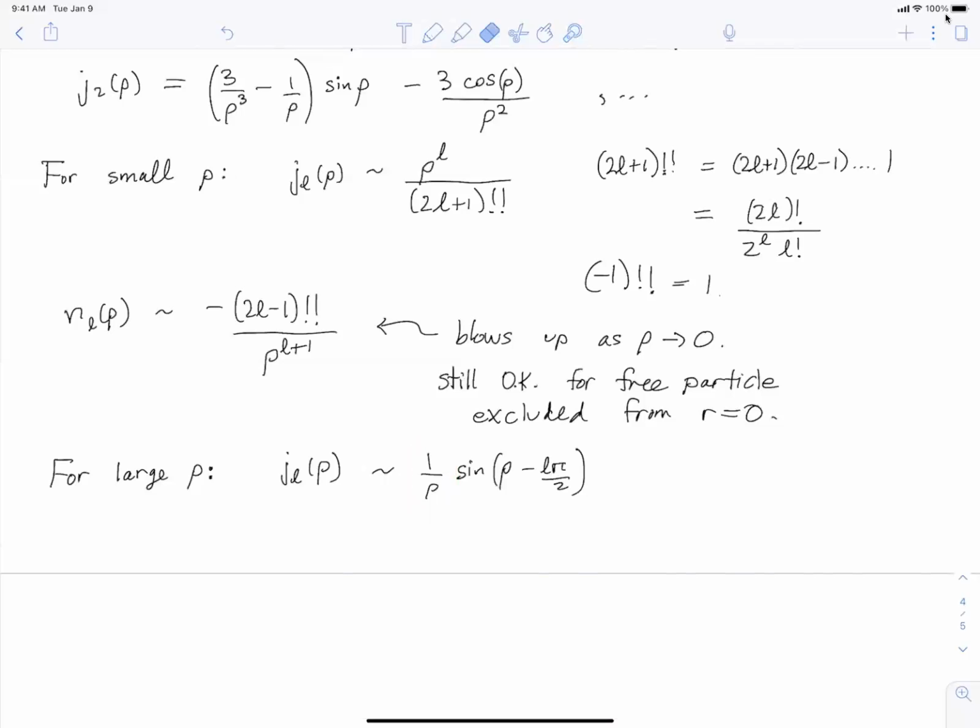And then the spherical Neumann function looks kind of similar. So it also goes like 1 over rho, but there's a minus sign. And then instead of a sine, it's a cosine. So these represent outgoing spherical waves.